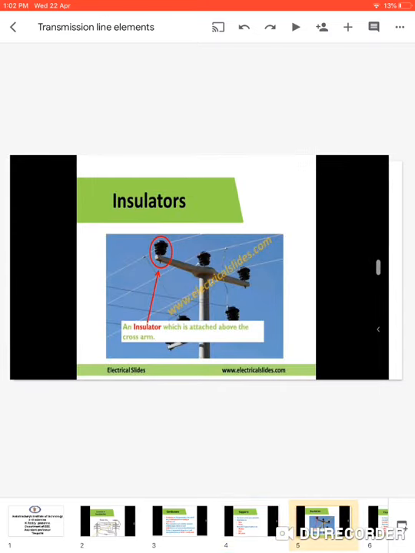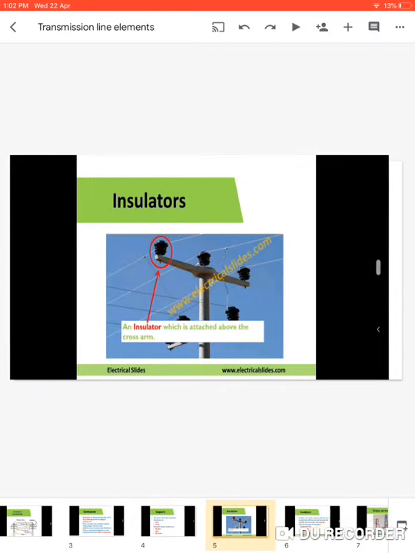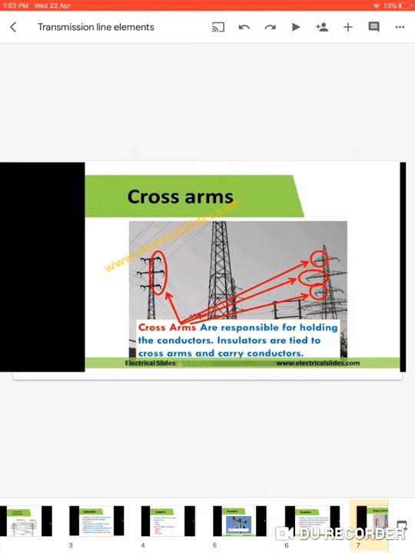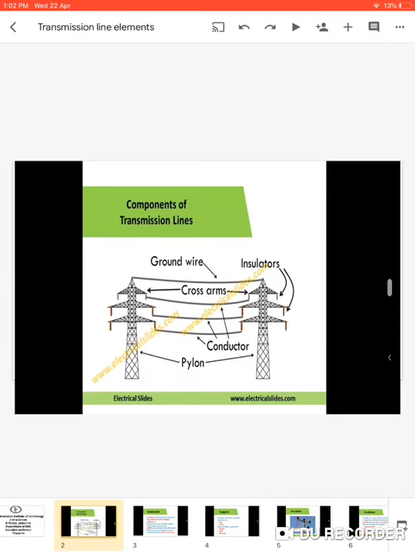Next, insulators. An insulator is attached above the cross arm. Before we discuss the insulators, I will show the cross arm. Cross arms are responsible for holding the conductors. The conductors never hang in the air; these cross arms hold the conductors. Insulators are tied to cross arms and carry conductors. From the diagram, you can see that.